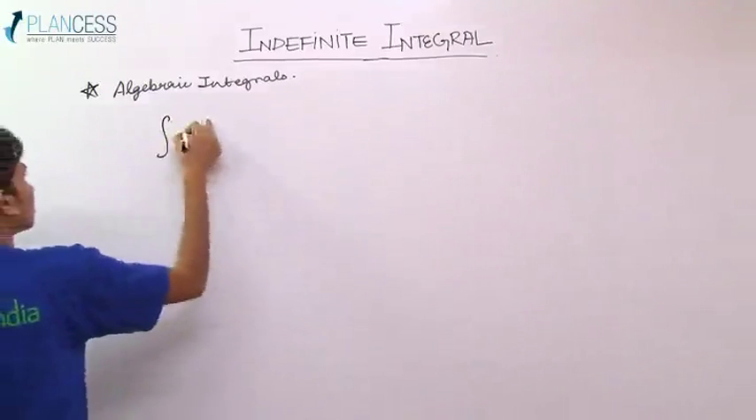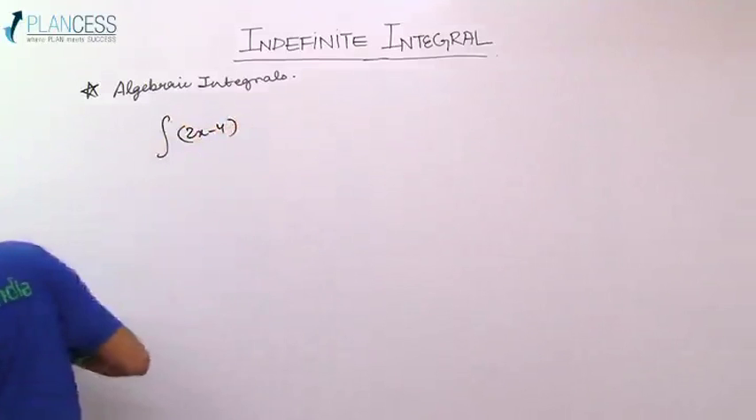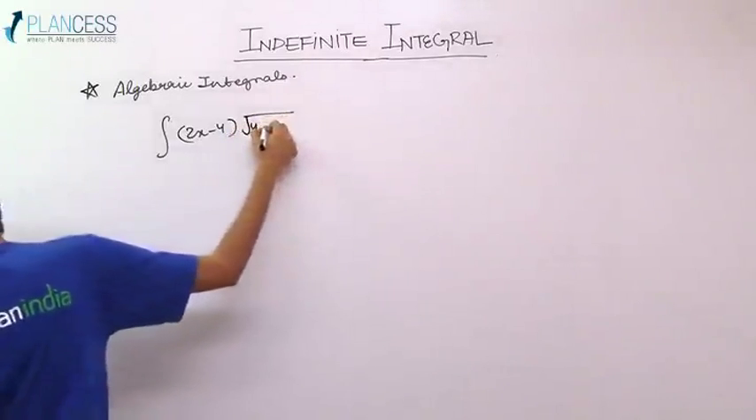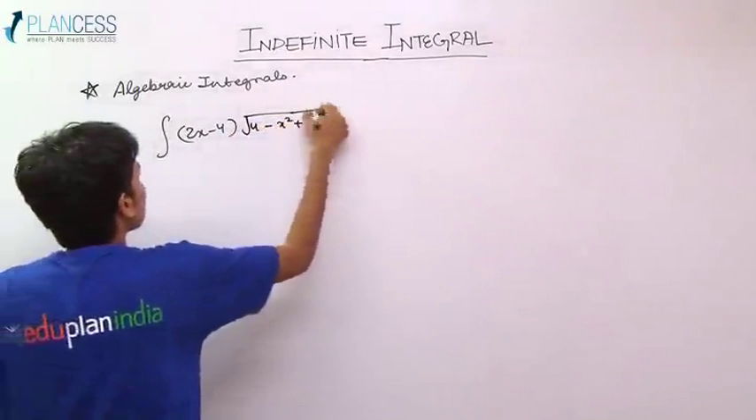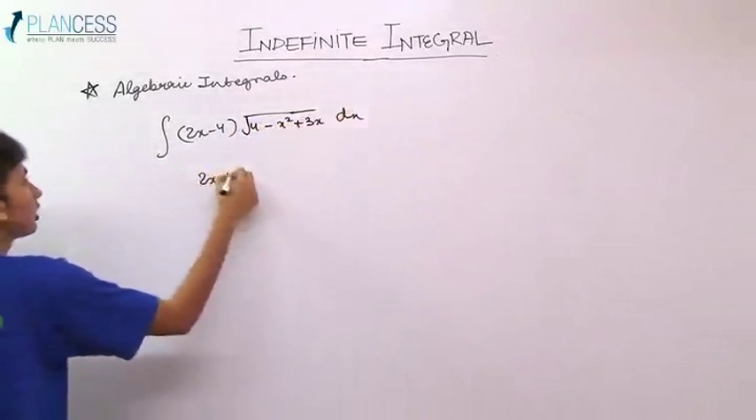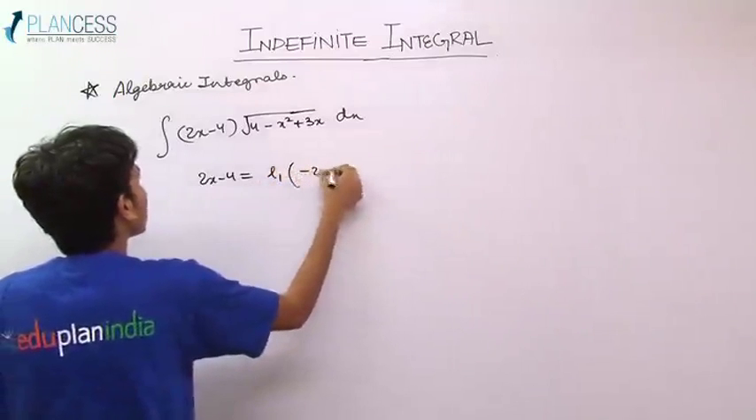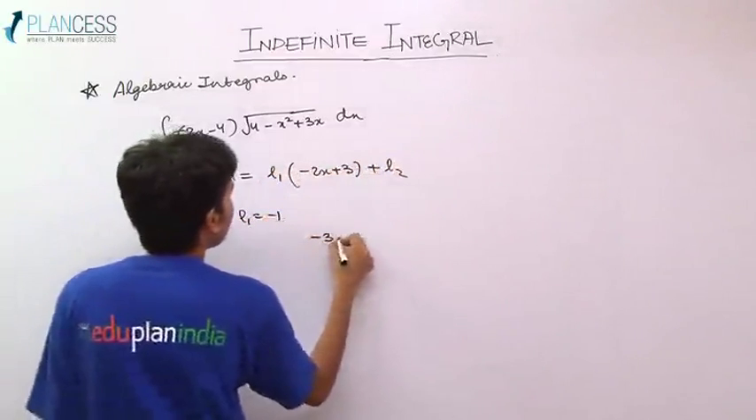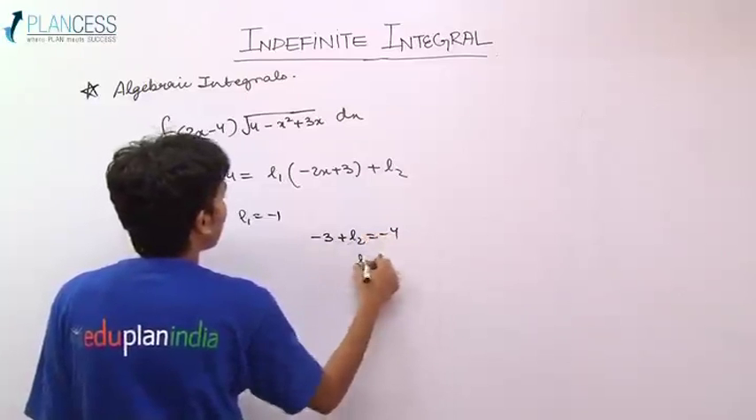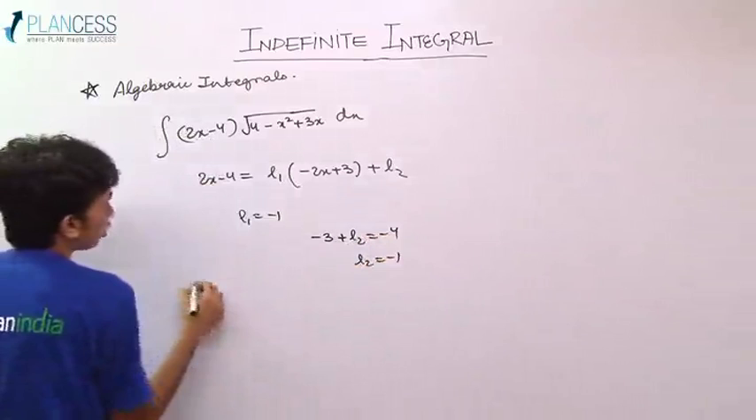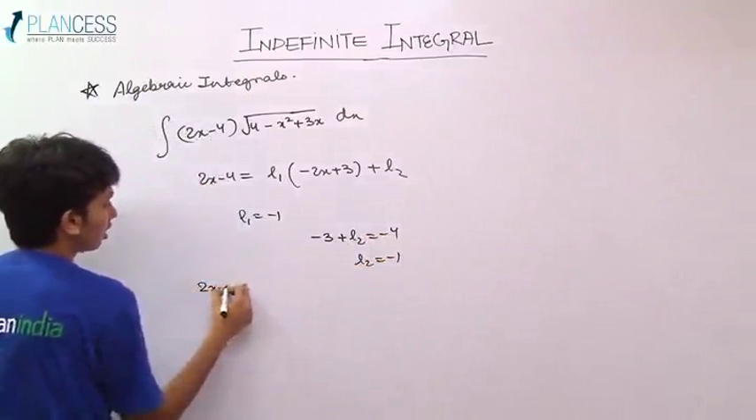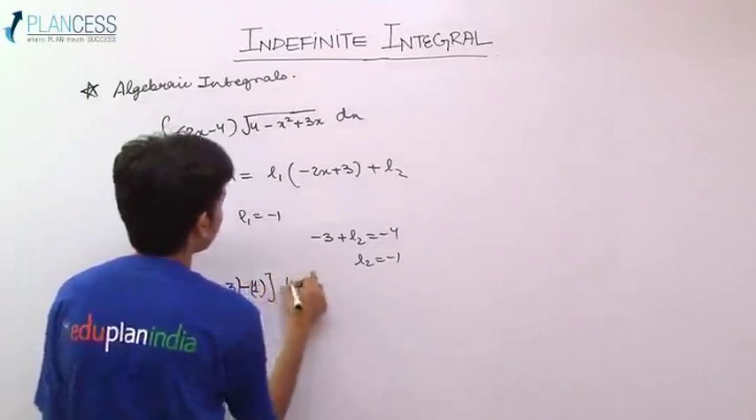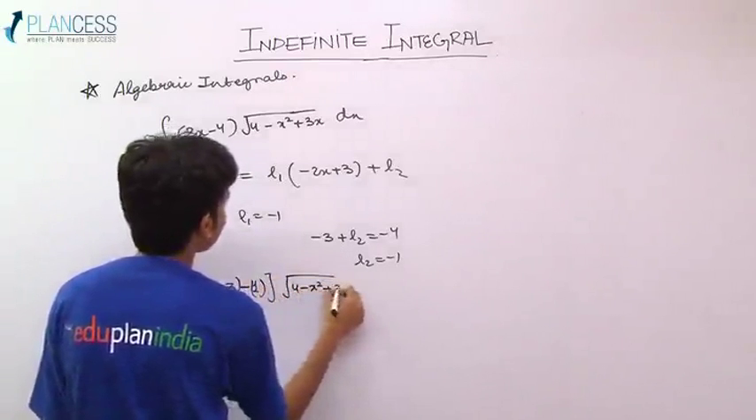Okay, so this one is of another format, 2x minus 4 into root of 4 minus x square plus 3x dx. Okay, so here also I am trying to express 2x minus 4 as L1 times minus 2x plus 3 plus L2. So L1 is equal to minus 1, so minus 3 plus L2 is equal to minus 4, so L2 is also equal to minus 1. So we have 2x minus 4 can be written as minus of minus 2x plus 3 minus 1, into the other term 4 minus x square plus 3x dx.